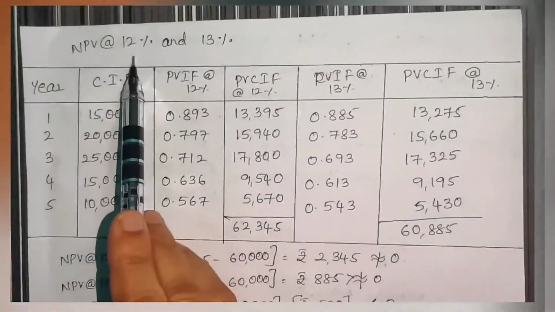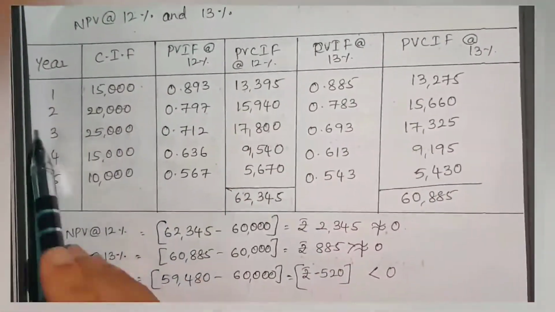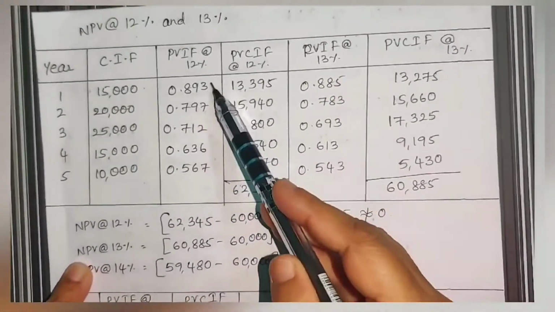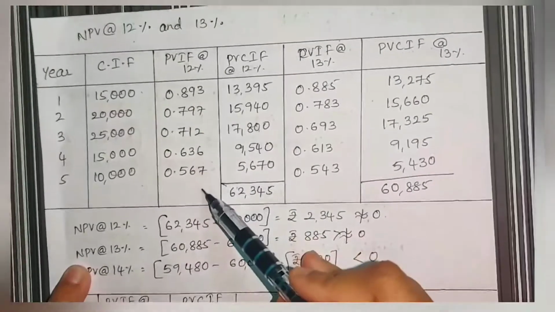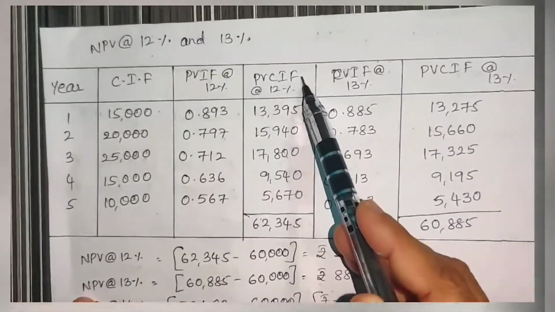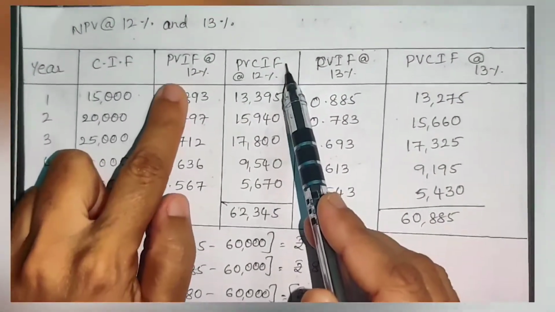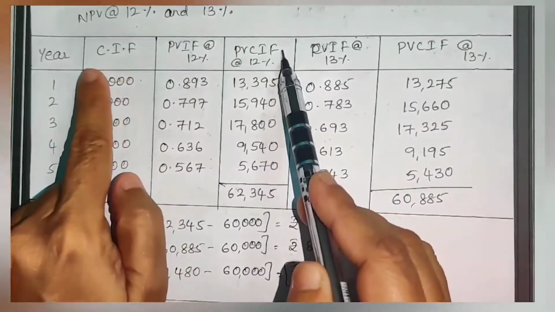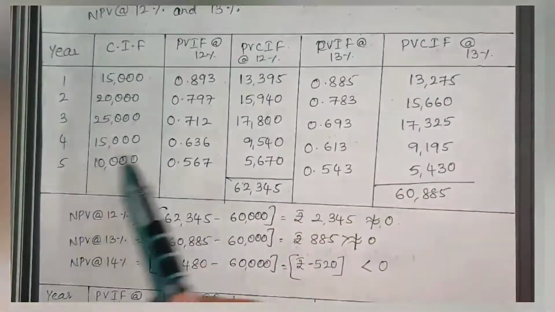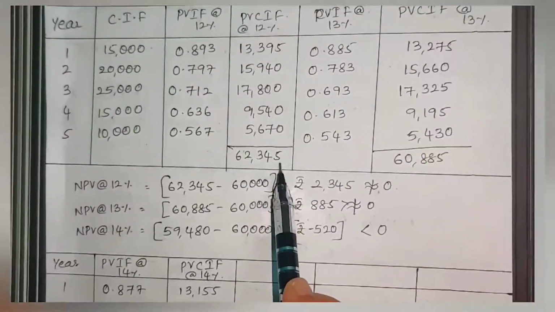So now I started with the 12% rate NPV. I have taken cash inflows for 5 years and the PVIF factor at the rate of 12%. These are the table values. Now I have calculated the present value of cash inflows, CIF into PVIF, at the rate of 12%. By multiplying those two, I got this. So their value is 62,345 rupees.